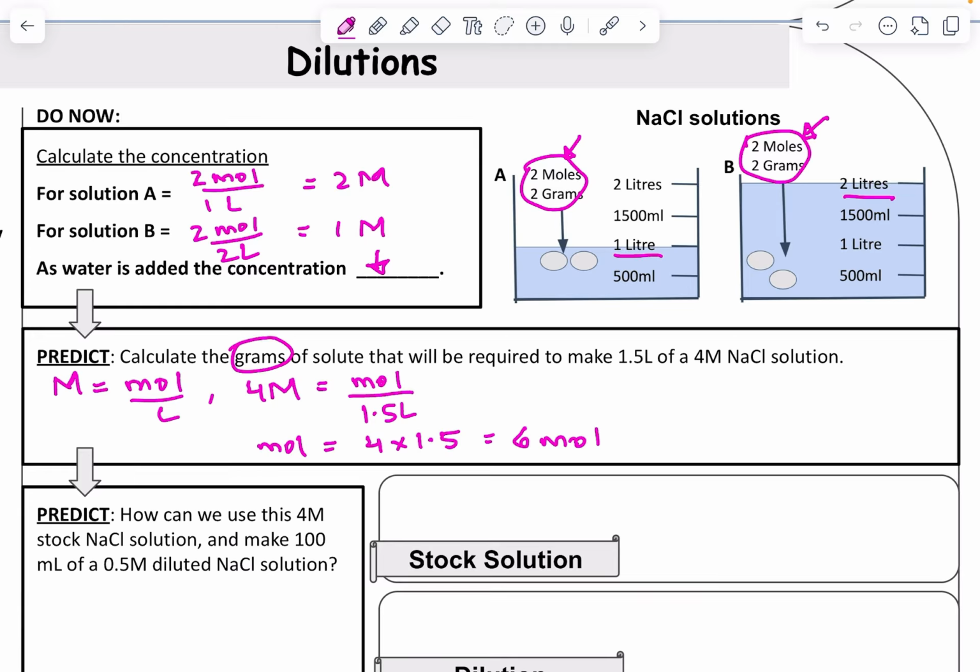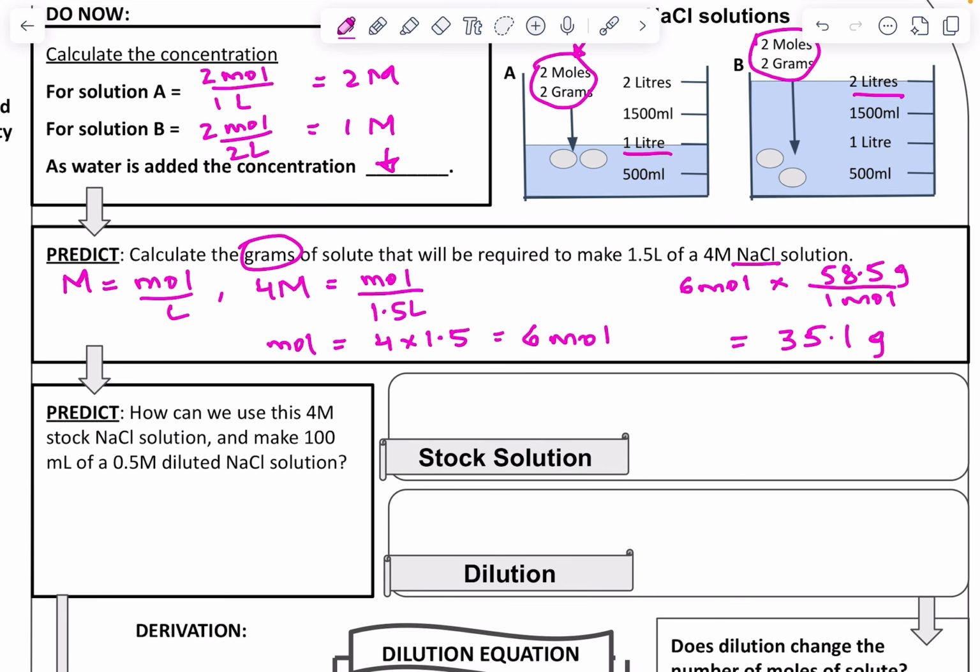However, the question is asking for grams, so we can multiply 6 moles by the gram formula mass, or the molar mass of sodium chloride. So 1 mole of sodium chloride, because sodium is 23 and chlorine is about 35.5, so sodium chloride together is about 58.5 grams. So then we can just plug this into the equation. You end up with about 35.1 grams of solute. So that means to make this 4 molar solution, we're going to need 35.1 grams of sodium chloride.